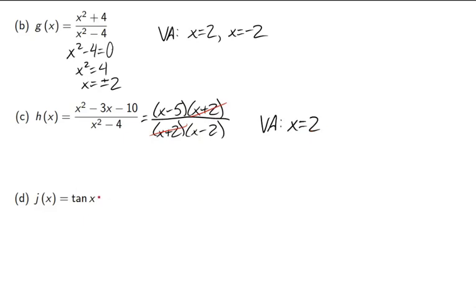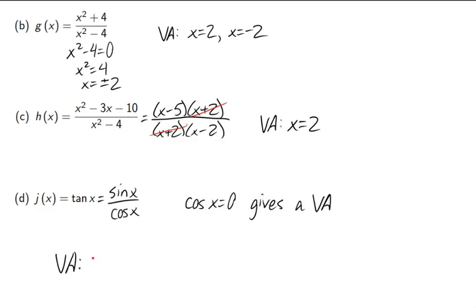Next one. Tangent of x, if you remember from your pre-calc class, is sine x over cosine x. Wherever the denominator is 0 and the numerator is not, is a vertical asymptote. It turns out that the sine of x and the cosine of x are never 0 at the same time. So we really just look at where cosine x equals 0 gives a vertical asymptote.